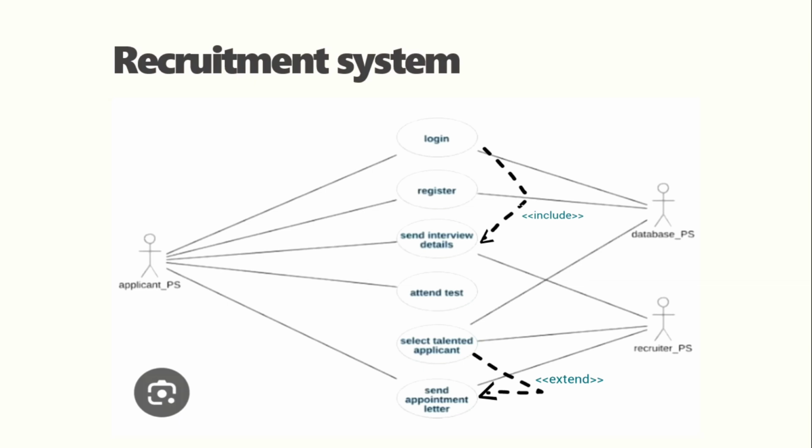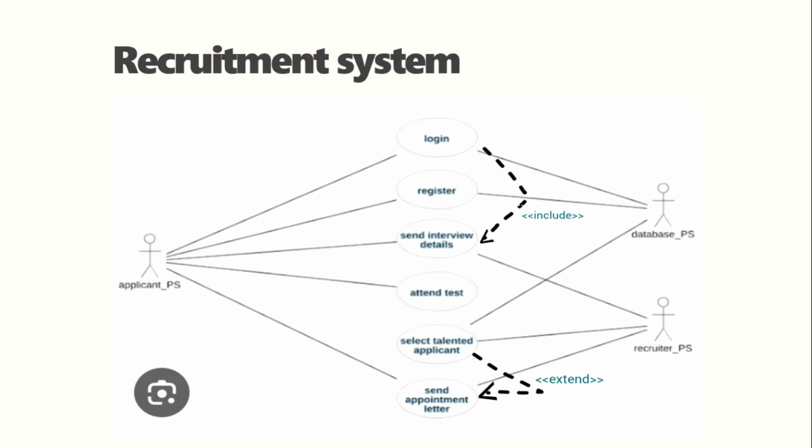And the next actor we have is the database. So this actor is responsible for storing and managing data, like sending interview details. And then the recruiter. So what does this actor do? The recruiter uses the system to select applicants and send appointment letters. So this is all about the actors included for a recruitment system.